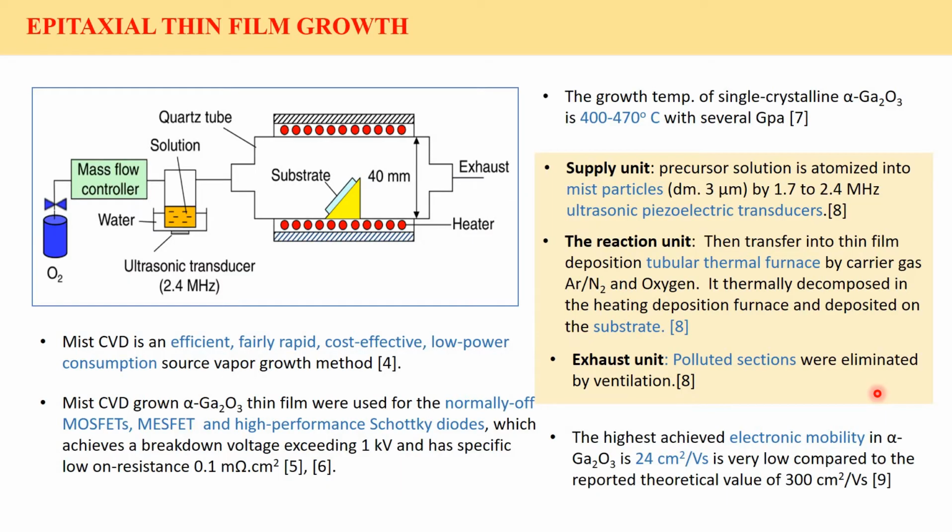And next I'm going to discuss the growth of alpha gallium oxide. How to grow alpha gallium oxide? This is the mist CVD technique, and this is a very promising, very trending, well-known, and very easily accessible technique. What is the benefit of this technique? There are a number of techniques with which we can grow very uniform, high quality single crystalline alpha gallium oxide on a sapphire substrate.